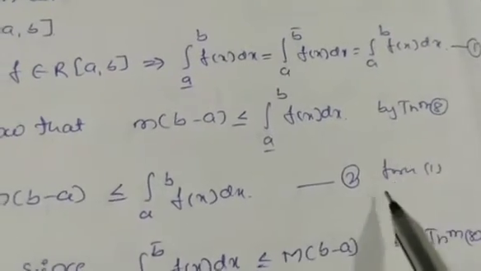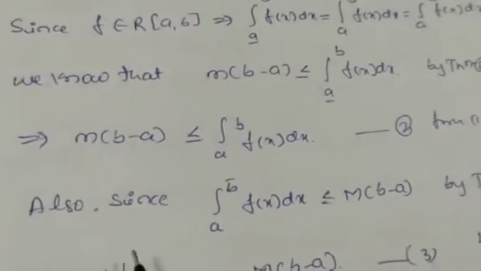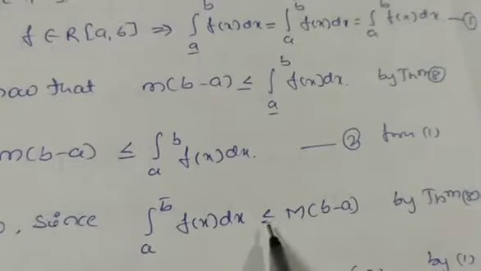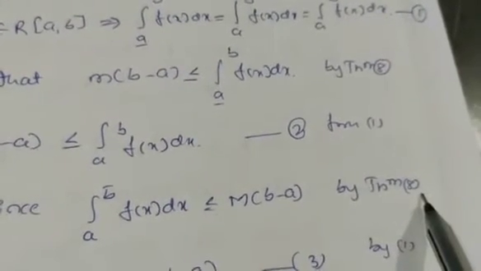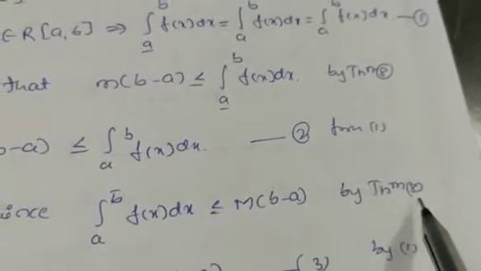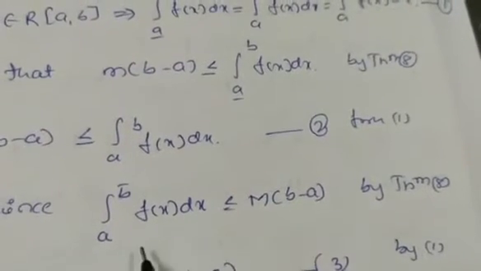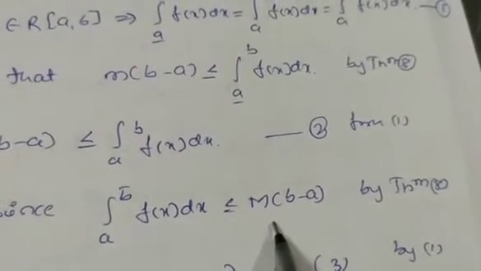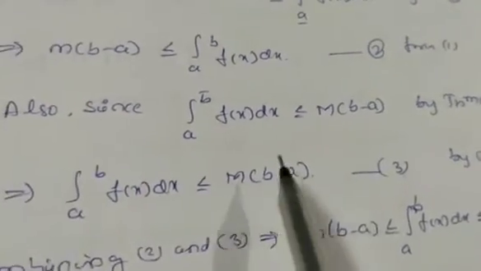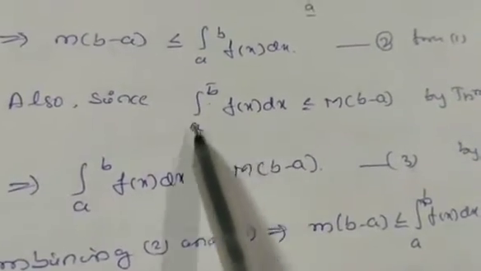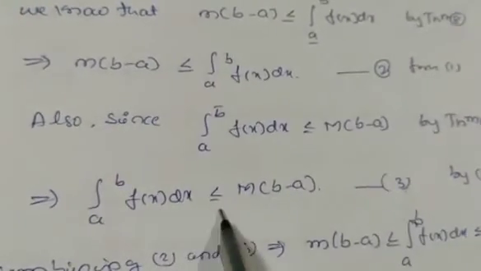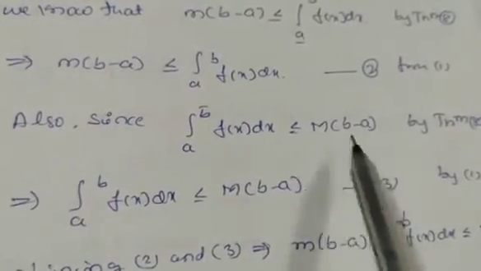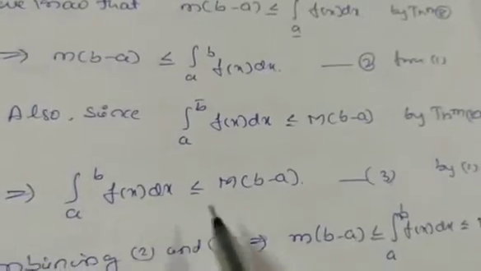This is from equation number 1 we can say. And also, since the upper Riemann integral is always less than or equal to capital M into (b minus a), this is again from the previous theorem we have seen: the upper Riemann integral is always less than or equal to M into (b minus a). So again we know this upper Riemann integral is the same as the Riemann integral from a to b of f(x) dx, which is less than or equal to M into (b minus a). This we can take as equation number 3.